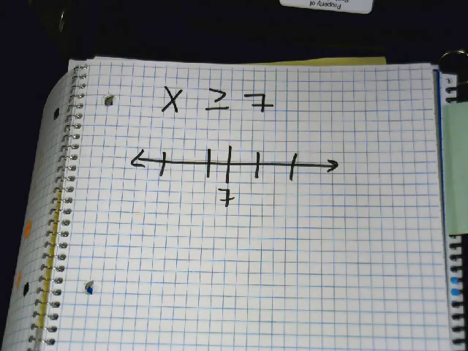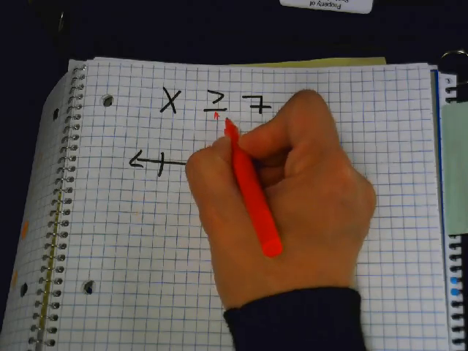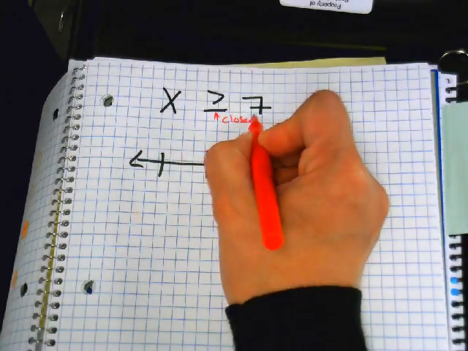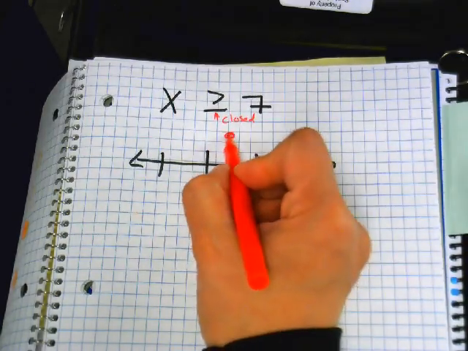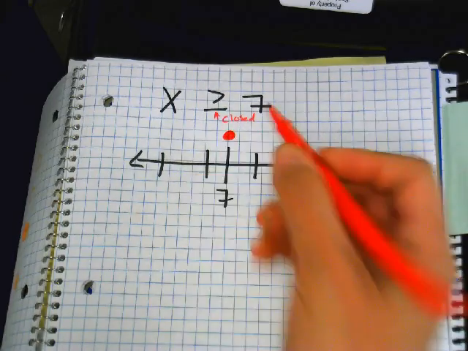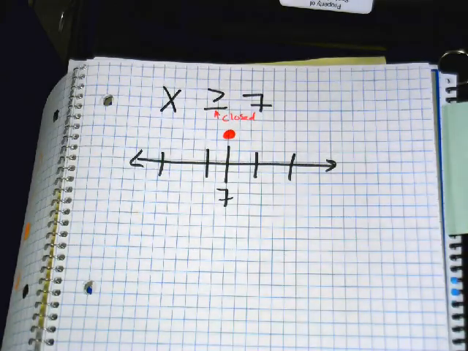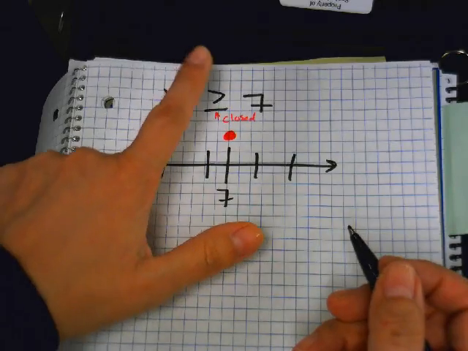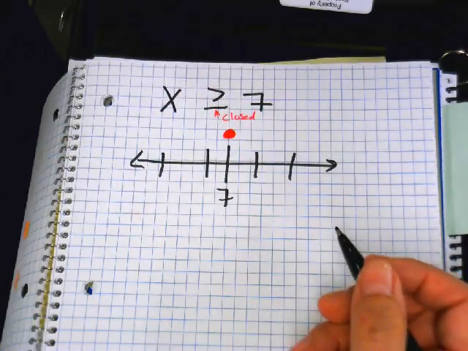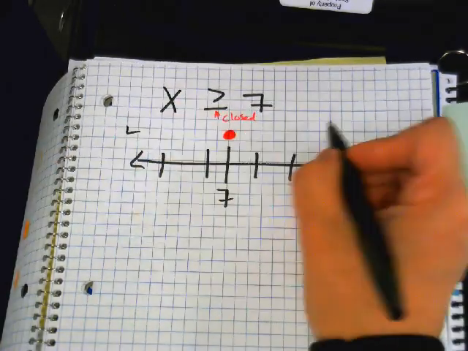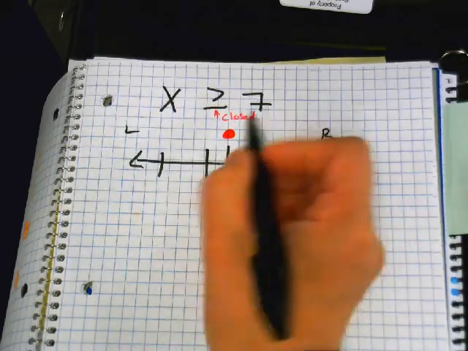Open or close circle? Close. So this extra little piece right there tells me that it should be closed. Now, I'm looking for numbers that are greater than or equal to 7. So which way am I going to shade? To the left or to the right? Right.